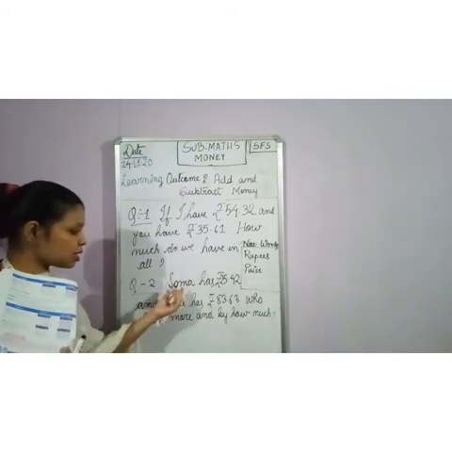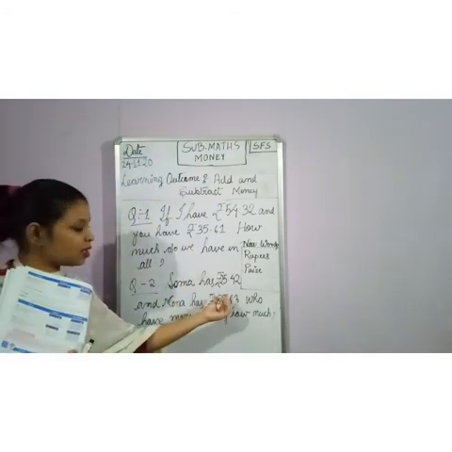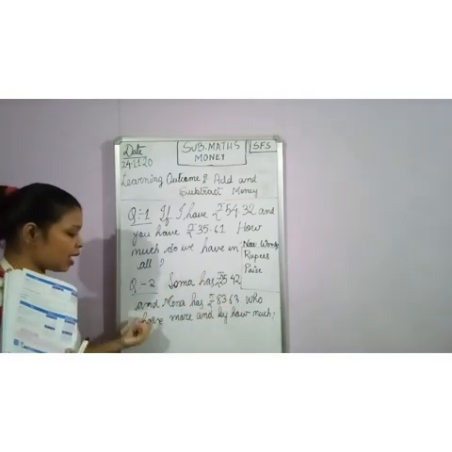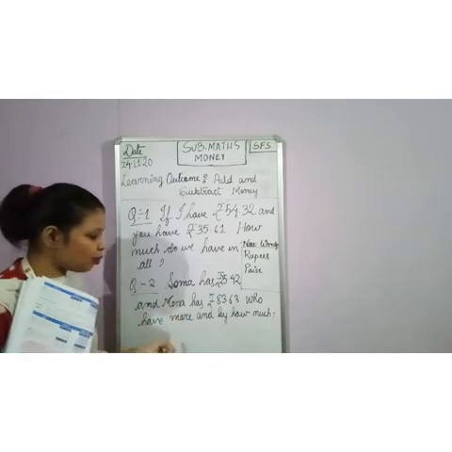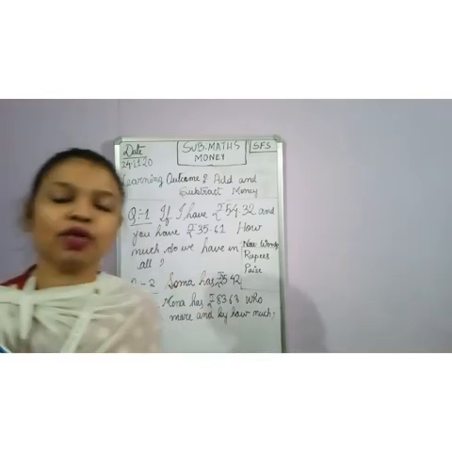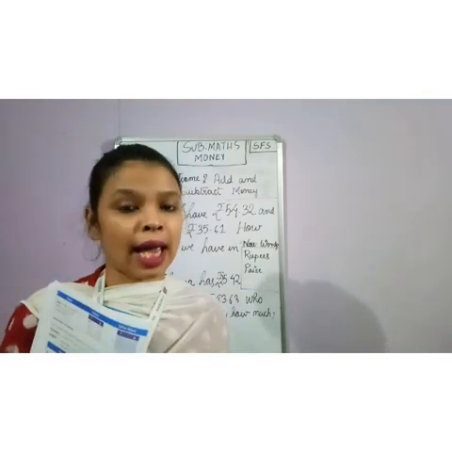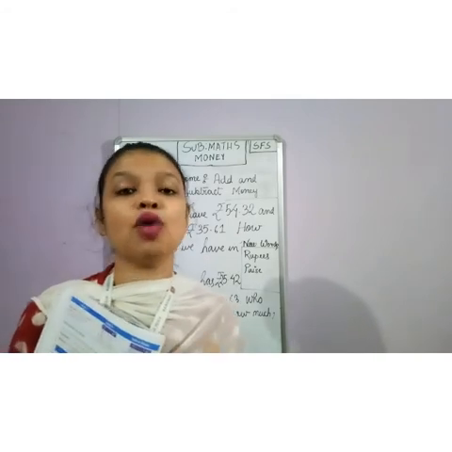The next question is, Soma has rupees 25 and 42 paise and Mona has rupees 83 and 63 paise. Who has more and by how much? Here you have to compare who has more and the other person is having how much more. You have to find out that one.